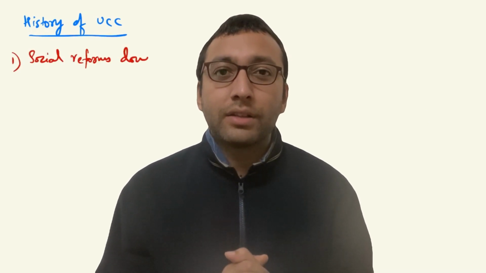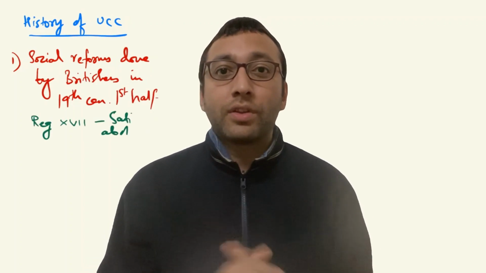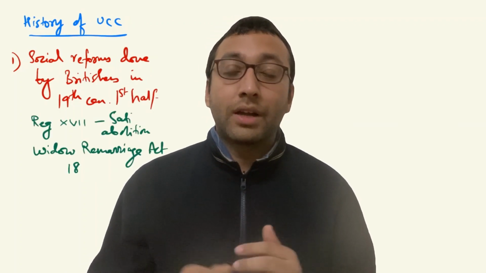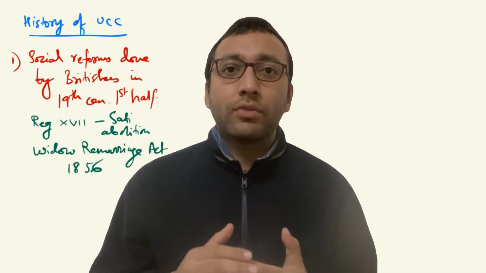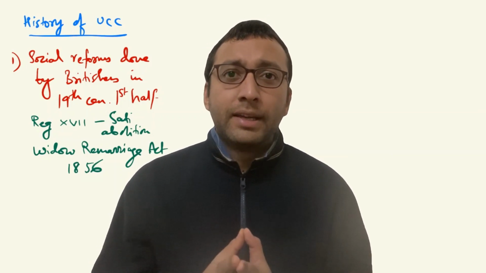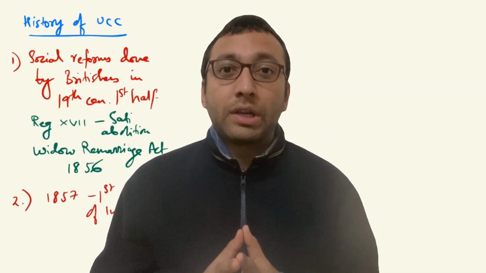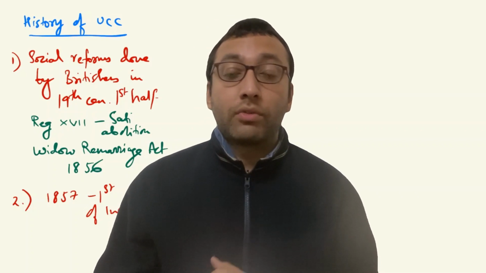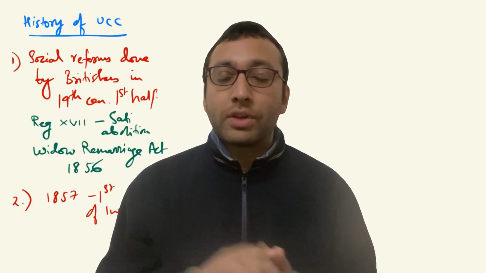And let's trace back the history, by the way. A lot of social reforms were being done by the Britishers in the first half of the 19th century: the sati abolition by Regulation 17 in 1829, and in 1856 the Widow Remarriage Act. Of course, I'm not discounting the untiring efforts of stalwarts like Ishwar Chandra Vidyasagar and Raja Ram Mohan Roy. But these were the legislations which were passed by the Britishers. What happened after that? In 1857, we had the First War of Independence, and after that, the British became cautious not to interfere in the internal affairs of Indians, of their religions, even of the princely states, so long as their colonial interests were intact. So, for one century, nothing.